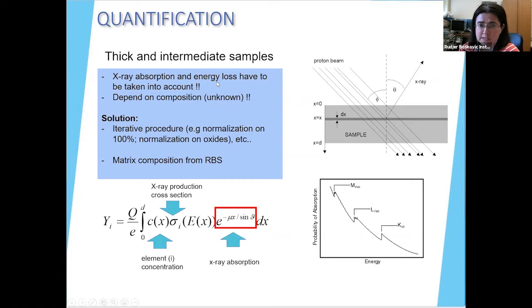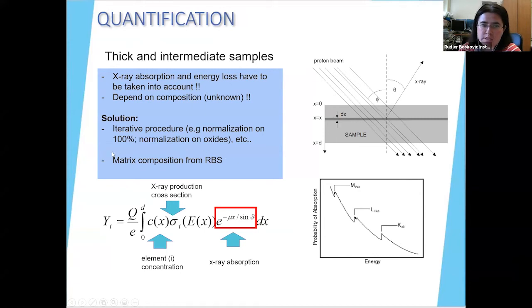quantification in the case of thick samples, but the solution is to use an iterative procedure where you can normalize to 100%. So in several steps, you first determine the concentration, calculate the absorption, then again fit the spectra, obtain a new concentration, and then again calculate absorption. So basically, with this iterative procedure, you can perform quantification.